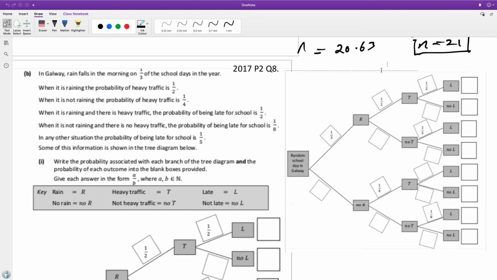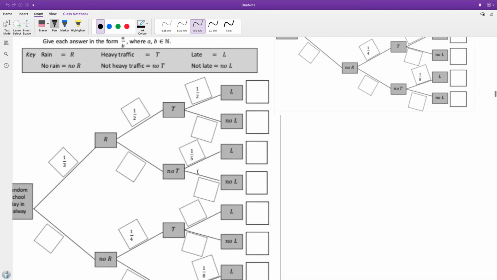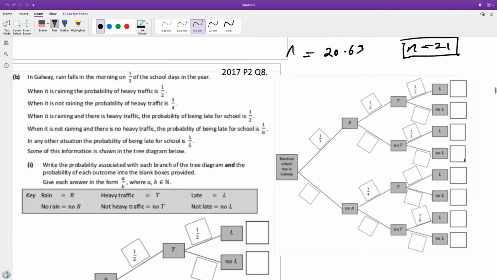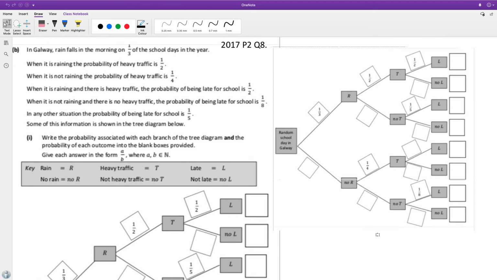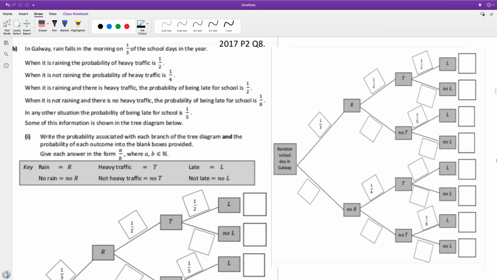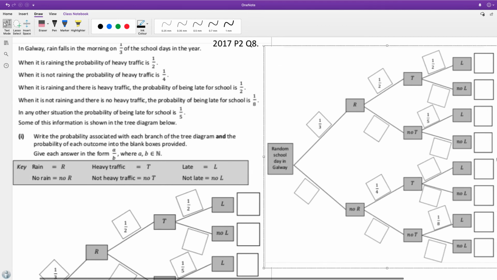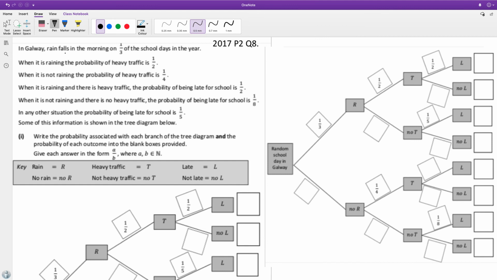Right, let's look. I'll fill it in over here. In Galway, it rains in the morning on 1/3 of the school days in the year. When it is raining, the probability of heavy traffic is a half. And so on. So, random school day in Galway. The probability of rain is 1/3. What's the probability of no rain?